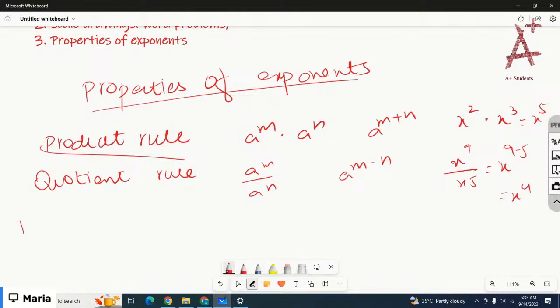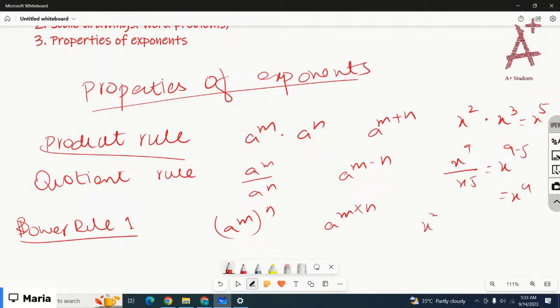The next one is the power rule. Power rule 1: you have an exponent m and an exponent n. If you have something like this, you have to multiply both the exponents, right? For example, you have x exponent 3 exponent 4, so you have to do 3 times 4, so it would be x exponent 12, right?